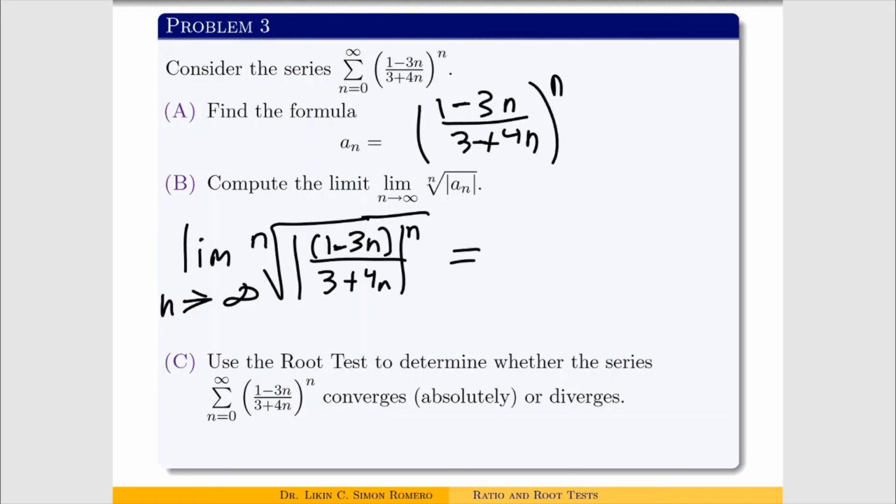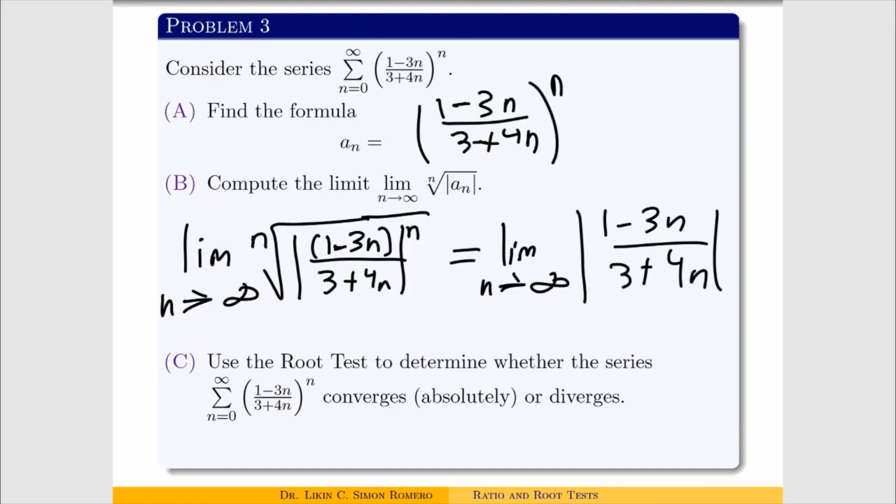To evaluate the limit as n goes to infinity of the nth root of the absolute value of a of n, we plug in our term for a of n. This gives us limit as n goes to infinity of the nth root of the absolute value of 1 minus 3n over 3 plus 4n to the nth power. Notice that we are taking the nth root of something raised to the nth power. Thus, these cancel each other out to give us limit as n approaches infinity of 1 minus 3n over 3 plus 4n. When we evaluate this limit, we end up getting 3 over 4. Since 3 over 4 is a number less than 1, we know that by the root test, this series converges.